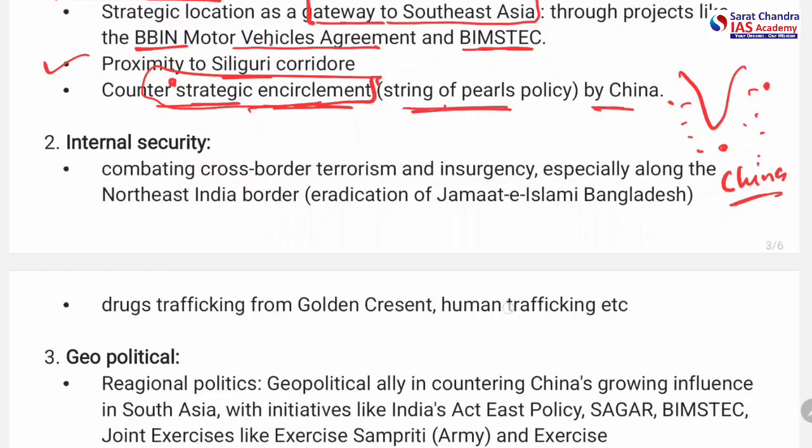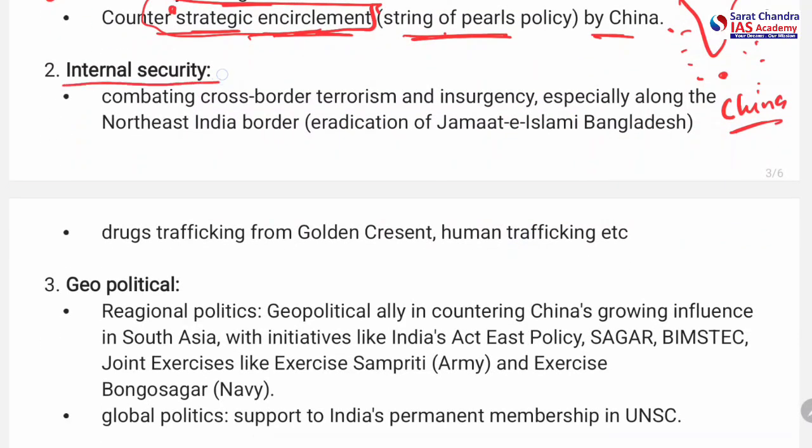Next important dimension is the internal security dimension. In this dimension, combating cross-border terrorism from Bangladesh. For that, Bangladesh's cooperation is important. As well as there are insurgent groups in northeast India also. To counter that also, we need support from Bangladesh.